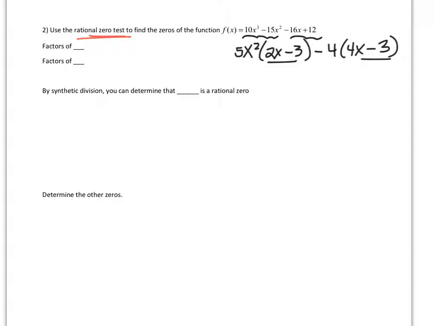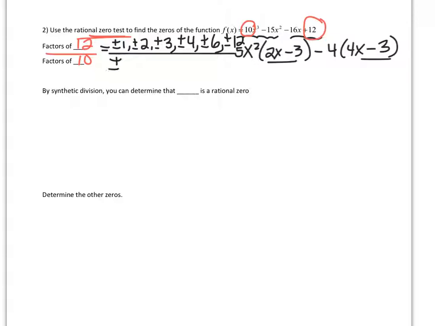So the first thing that we're going to do is find the factors of the constant. So factors of 12 all over factors of the leading coefficient, factors of 10. Okay, so factors of 12 are, remember, always plus and minus. So plus or minus 1, plus or minus 2, plus or minus 3, plus or minus 4, plus or minus 6, then plus or minus 12. All over 10: plus or minus 1, plus or minus 2, plus or minus 5, and plus or minus 10.